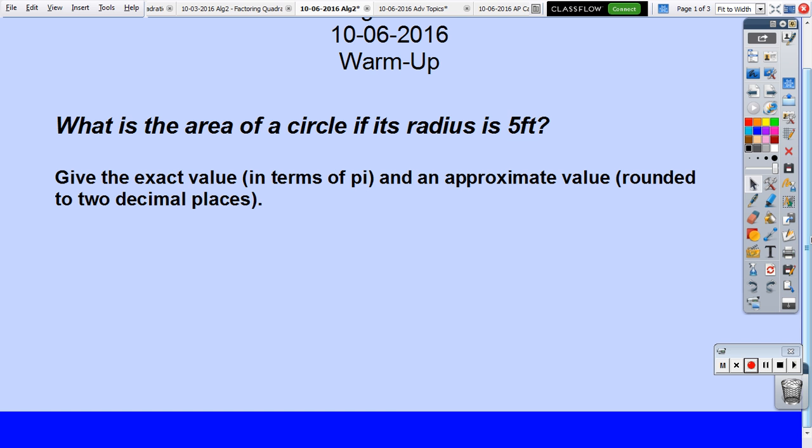Go for it, you got it. It says, what is the area of a circle if its radius is 5 feet? Okay, let's see what we got here.